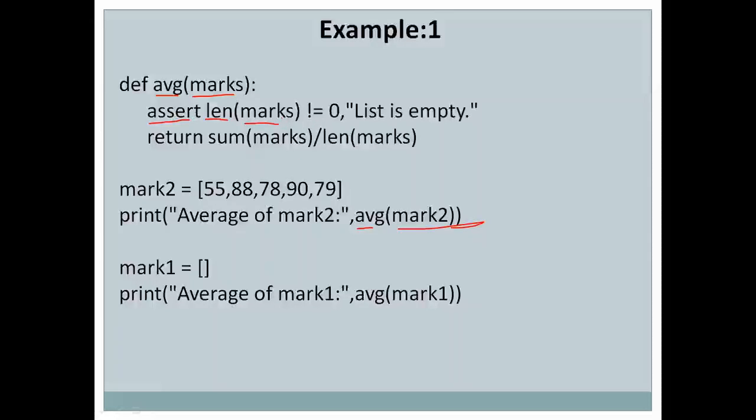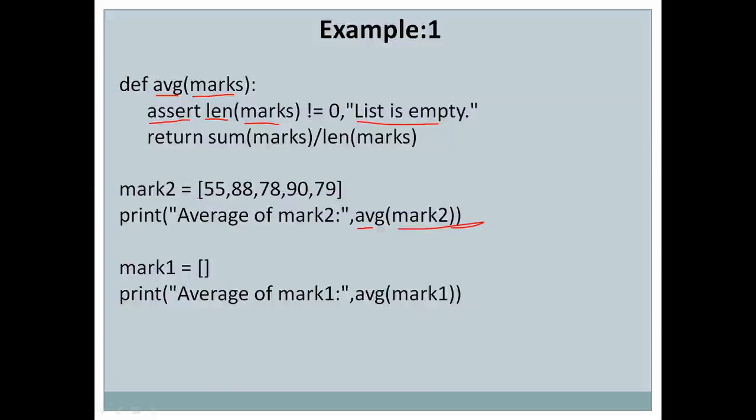But if this condition is false, the condition here, or the expression, is length of marks not equals to 0. If this expression is true, then the following code after the assert statement will be executed. Otherwise, if this statement is false, it will raise an exception, that is assert exception, and it will display an error message as well, that is list is empty.